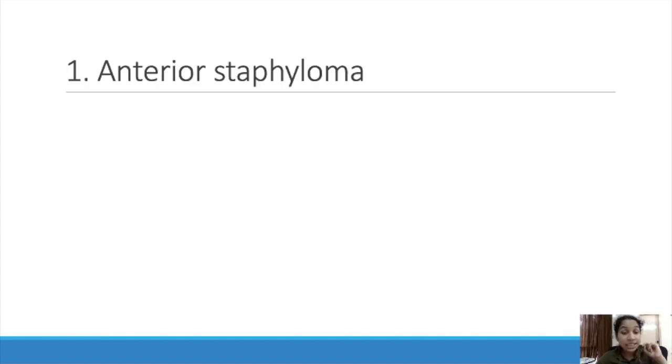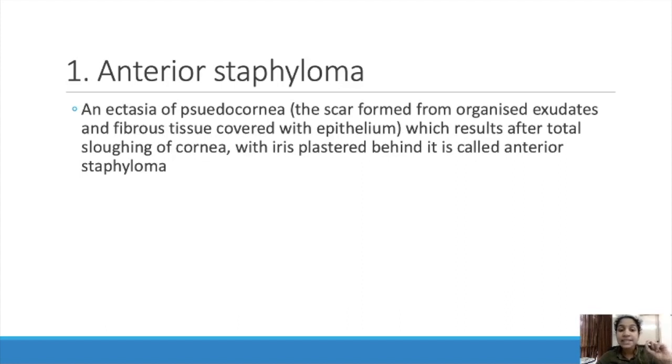First one is anterior staphyloma. It is an ectasia of pseudocornea, the scar formed from organized exudates and fibrous tissue covered with epithelium, which results after total sloughing of the cornea with the iris plastered behind. It is called anterior staphyloma. We learned this in the last class, in corneal ulcer. What is ectasia? Ectasia means a distension or bulging or dilating of a hollow surface.